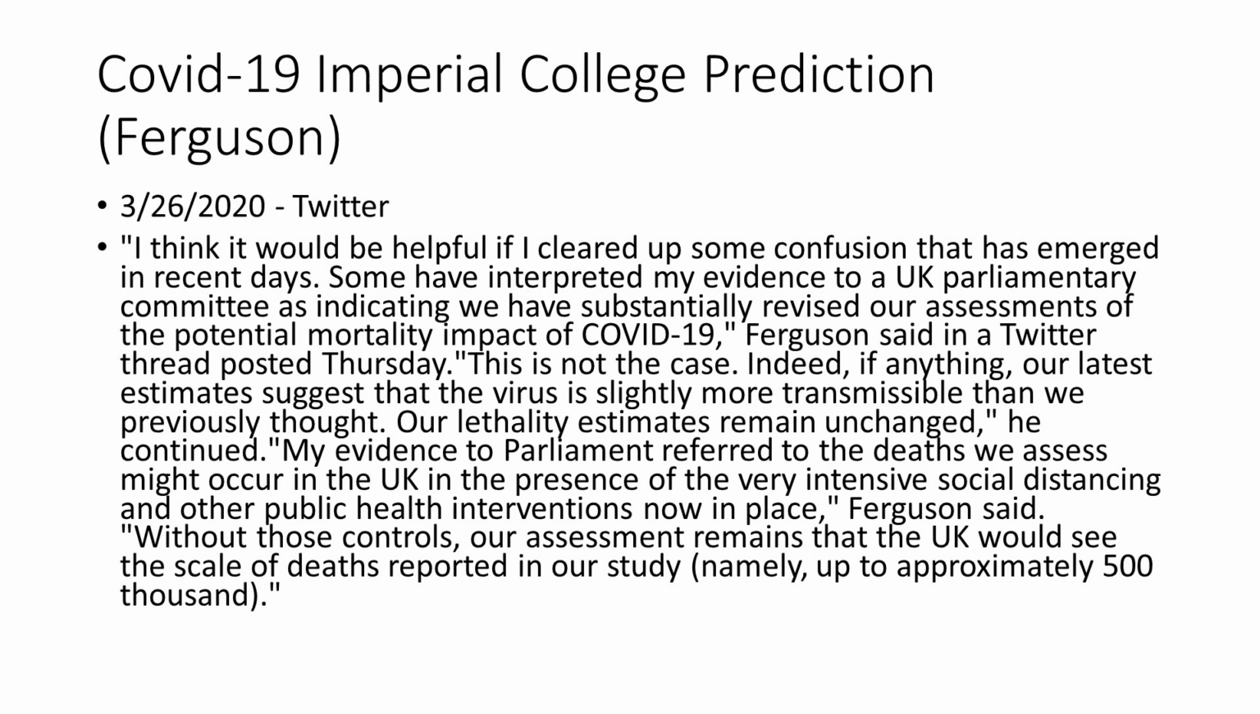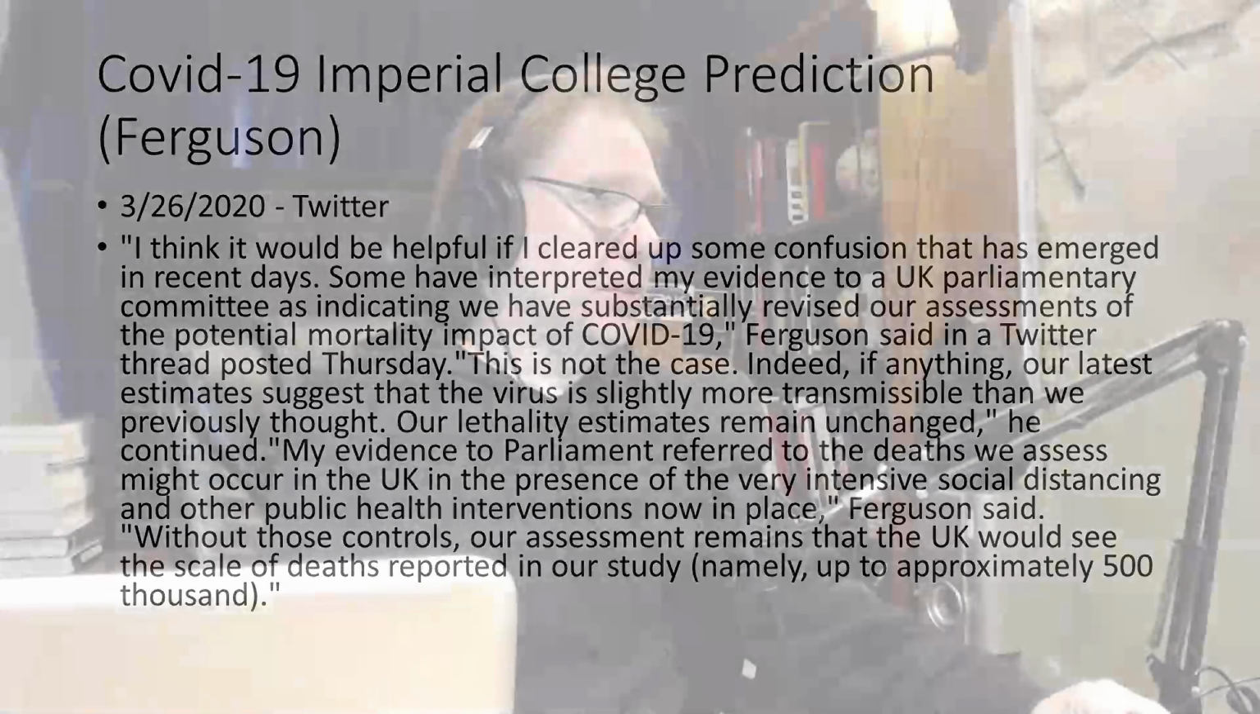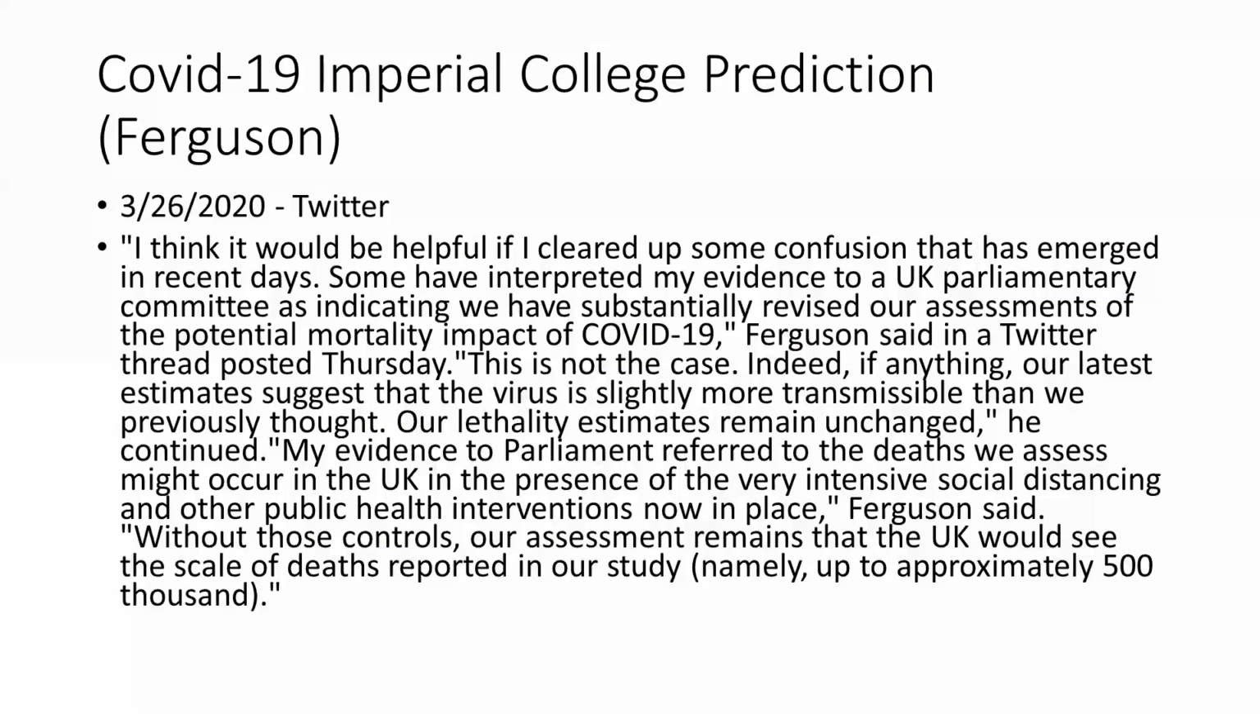See how he's communicating? This is terrible, terrible communication. What he just said, and let me interpret this for you: when I spoke to Parliament, I said that the deaths that we can expect to occur in the UK, now that we are social distancing and now that we have other public health interventions in place, are updated, and we expect a lower revised estimate. Without those controls, however, his initial do-nothing model assessment remains that the UK would see the scale of deaths reported in our study, namely up to approximately 500,000.